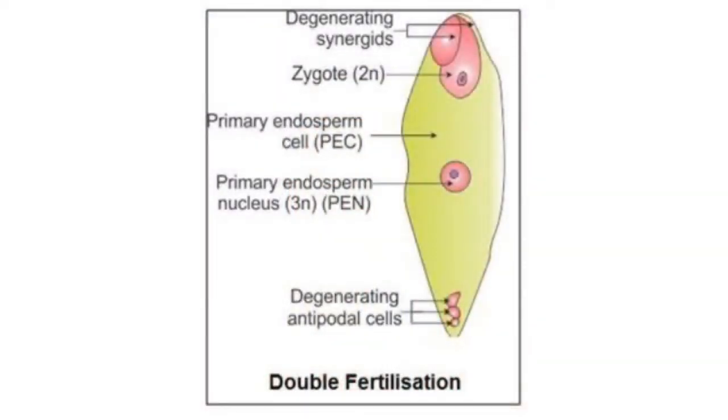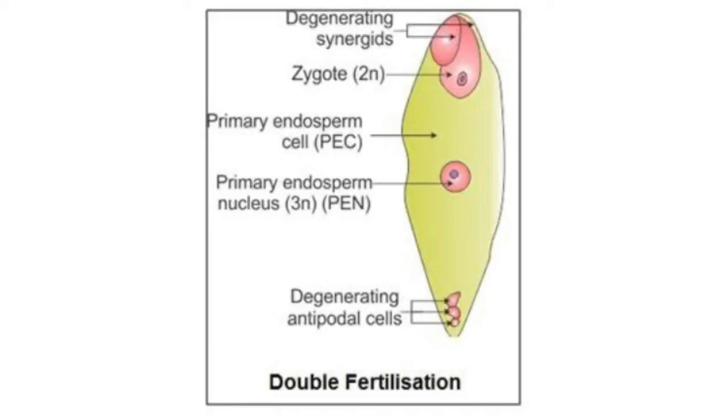The next concept that we have to learn is double fertilization. The most important and unique characteristic feature of angiosperms is the participation of both male gametes in the act of fertilization. The pollen tube releases the two male gametes into the cytoplasm of one of the synergids. Then the penetrated synergid starts degenerating.